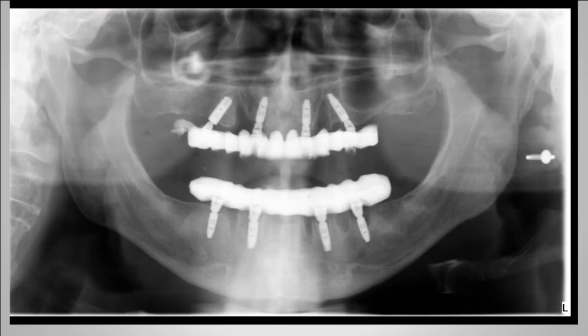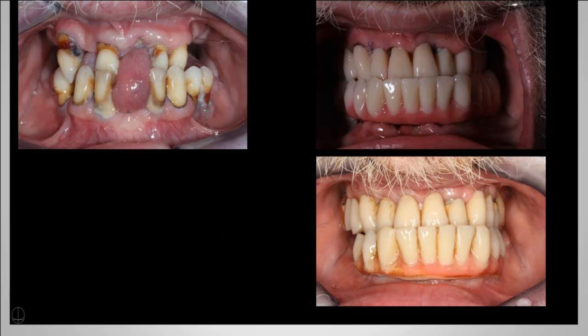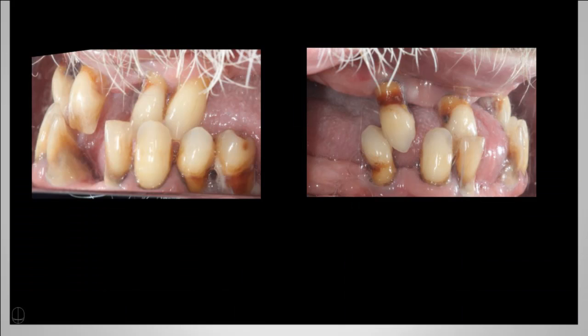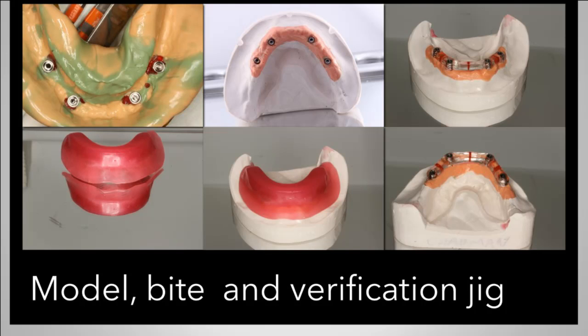Now, from here, we've started the process of reconstructing the lower. That's it at the end of surgery. The process of reconstructing the lower has involved going from this to this. And we start off with some abutment level impressions. And with these abutment level impressions, what we do is splint the impression copings together.